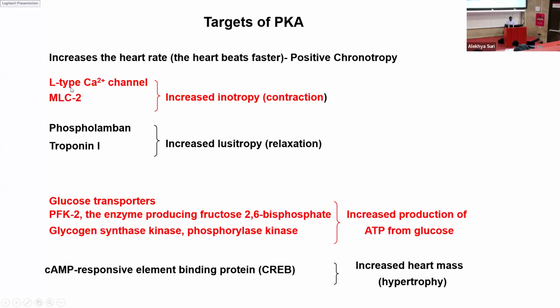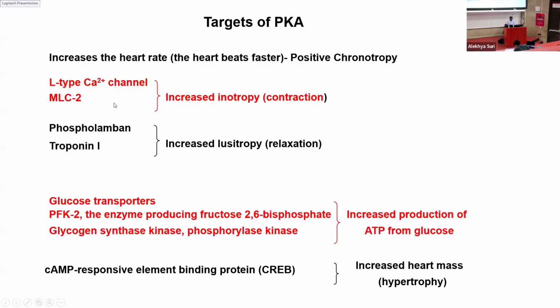And then the second one is the L-type calcium channel. We have already seen that the L-type calcium channel is involved in calcium-induced calcium release during action potential development and muscle contraction. So the phosphorylation of the L-type calcium channel will increase the opening probability of the channel. Therefore, the contraction will be speeded up. So you will see an increased contraction, which refers to inotropy. So increased inotropy means increased muscle contraction.